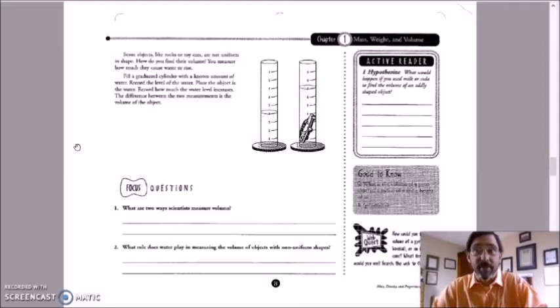This is called displacement, guys. You fill a graduated cylinder or some other measured container for water with a known amount of water. You record the level of the water. You then place the object in the water and record how much the water level increases. The difference between the two measurements is the volume of the object you put in the water.